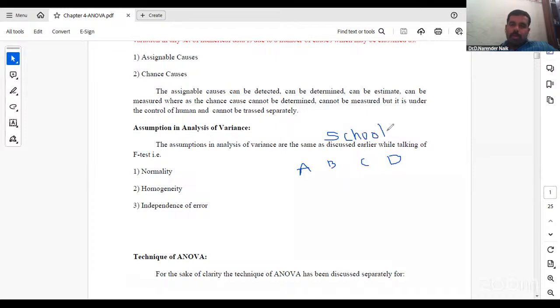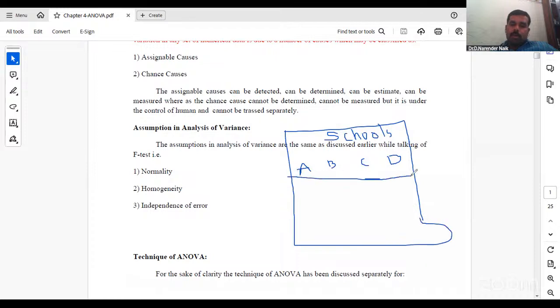How many schools are there? There are four schools: School A, B, C, D. Under each school, different values are there, different classes, like this: 10, 15, 15, 16, 17, 18, 19, 20, 1, 2, 3, 4, 5, 6.